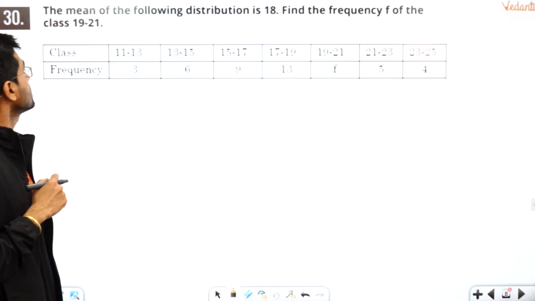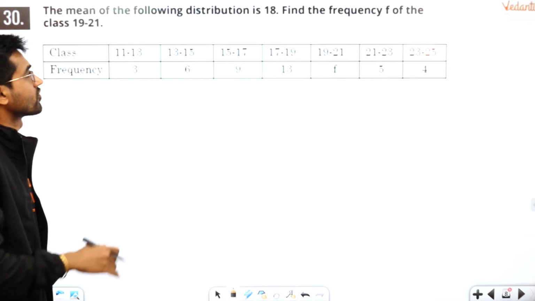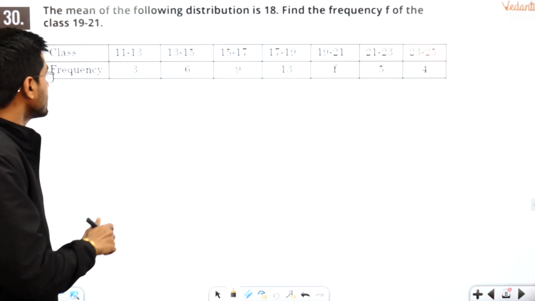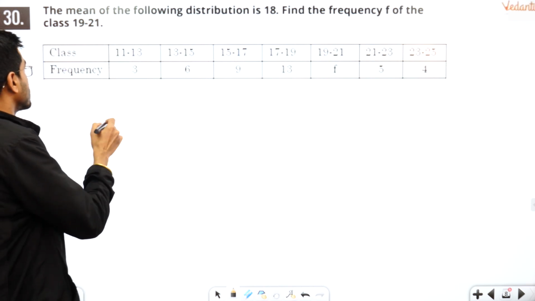Oh, the data is not visible. Is it that? Fine, I'll write it for you. It happens sometimes, the data gets blurred. No issues. You have to find the mean of the data. I'm writing it for you. Don't worry at all.